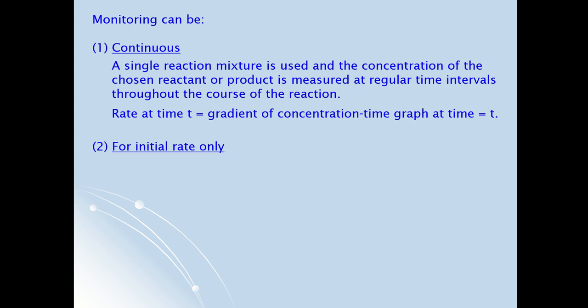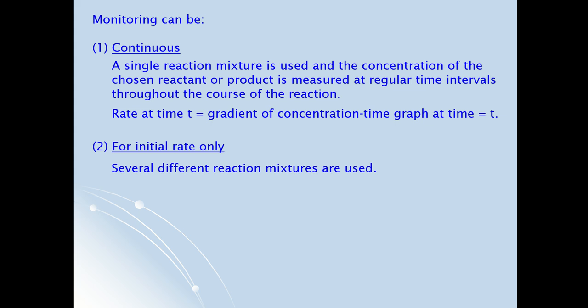And we'll look at some example experimental data on the next slide over. For that, the rate at time t is equal to the gradient of the concentration-time graph. So you do your experiment, you plot the concentration of your reactant or product that you have chosen against time, and at a particular time, that will give you the rate of reaction, and we'll have a look at the graph on the next slide over.